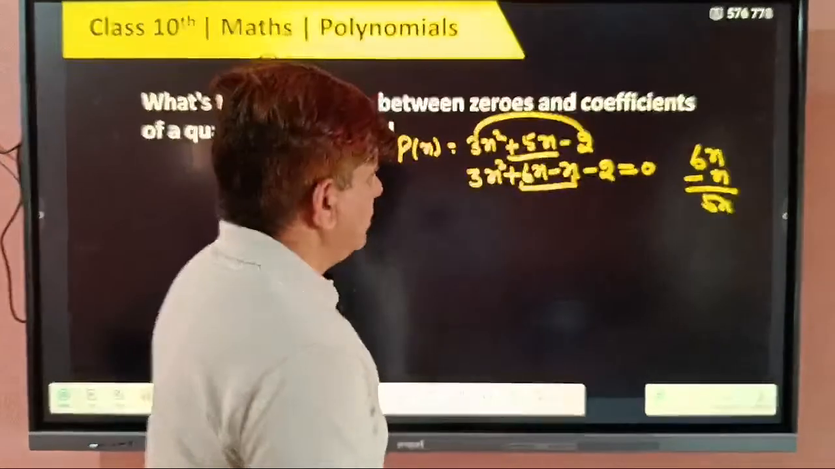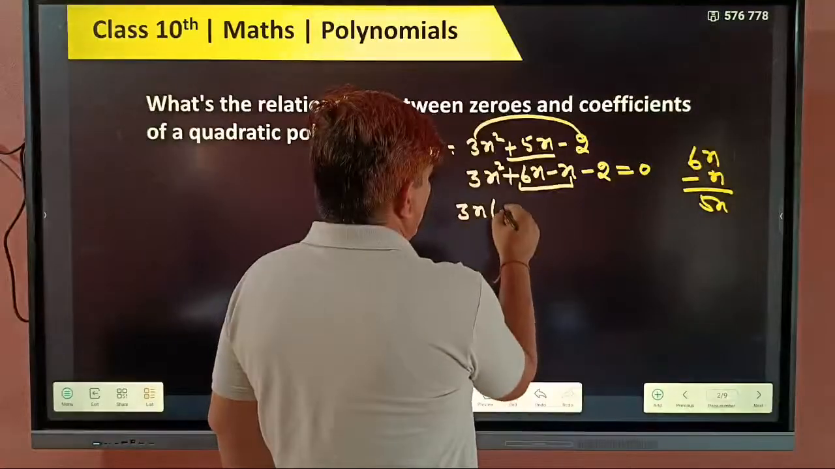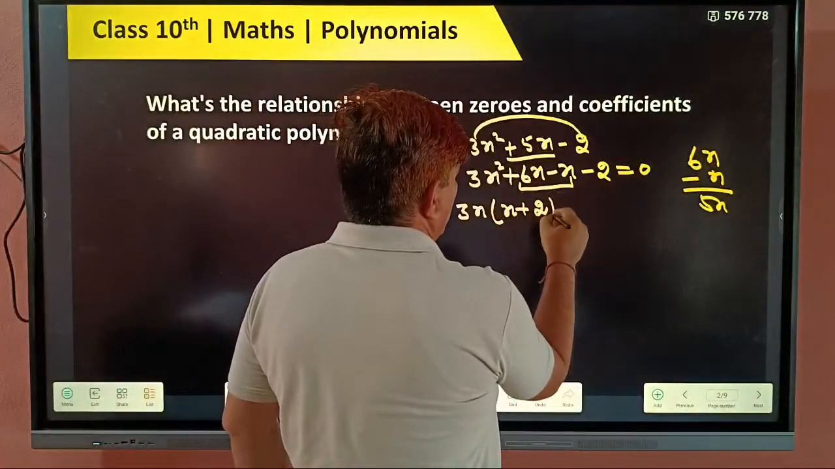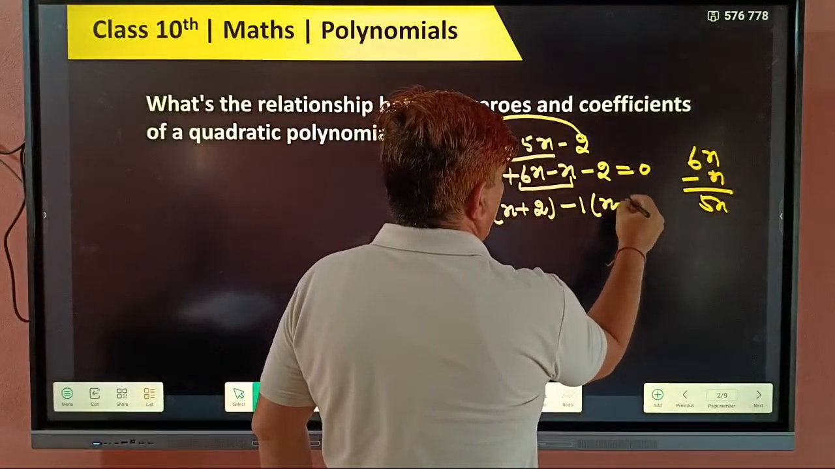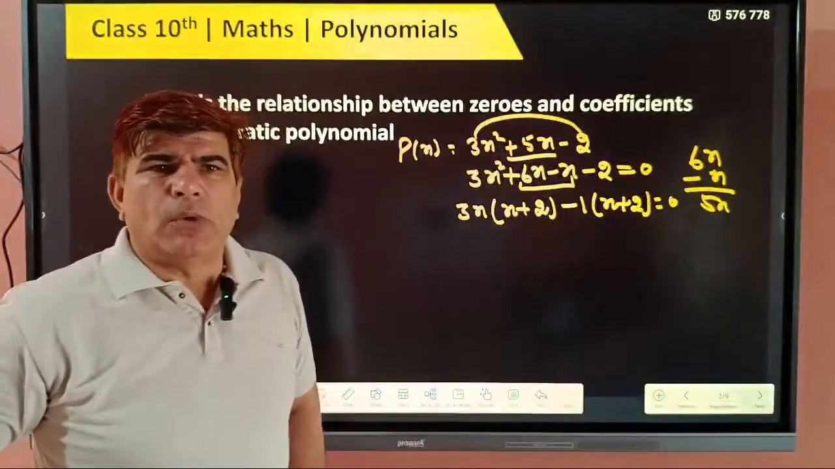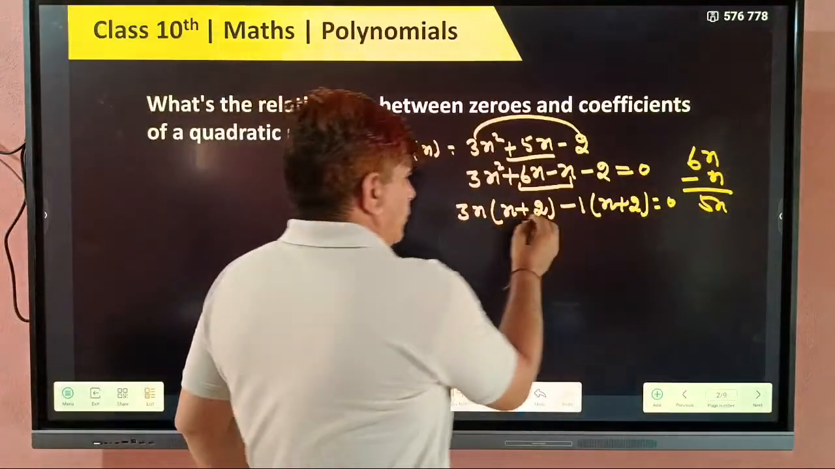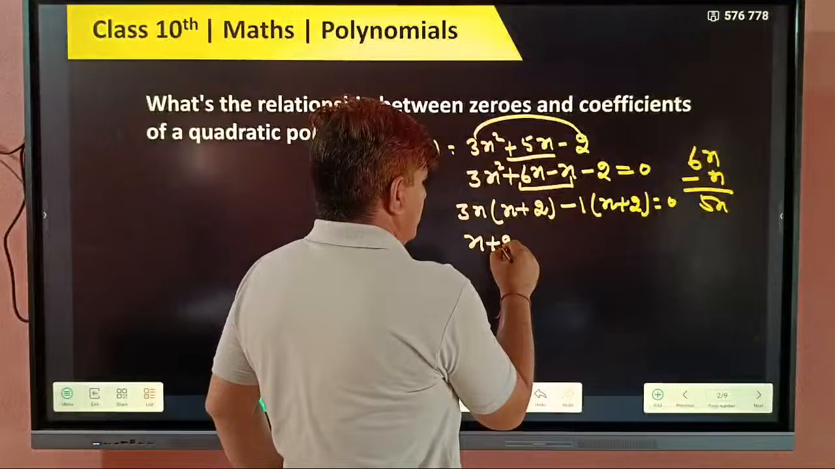Satisfying both conditions. So what's common here? 3x is common, x plus 2. Here, what's taken? Minus 1 common, taken, x plus 2. If you don't know how to split the middle term, revise your 9th class book once and try to solve it. Which is common? x plus 2 is common.